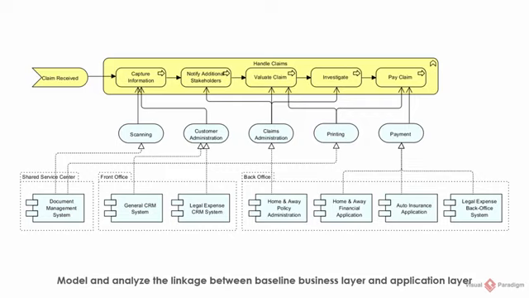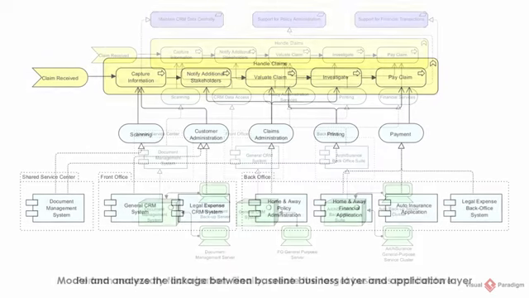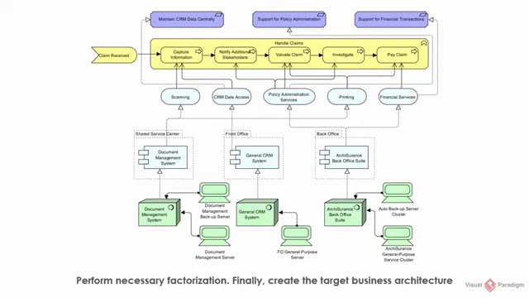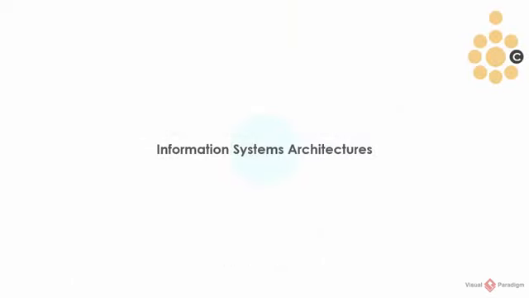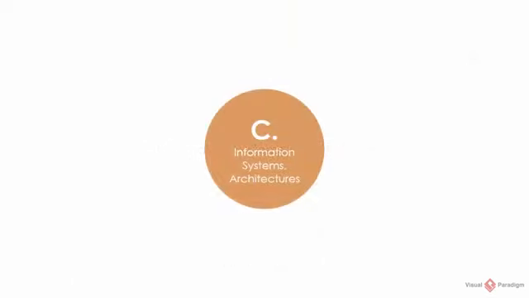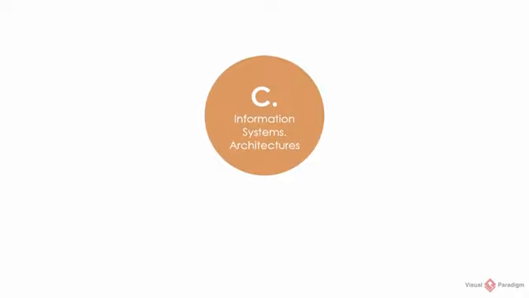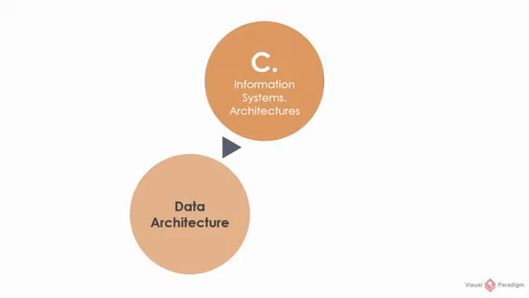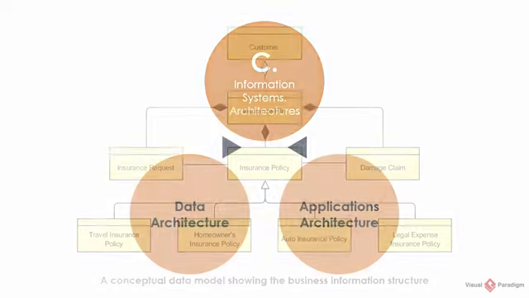So you will need to combine the various scenarios to figure out the application services and components involved. Finally, perform the necessary factorization and optimization and produce the target architecture. Once you've developed the baseline and target business architecture, carry on to developing the information systems architectures. The development of information systems architectures includes two parts: data architecture and applications architecture.